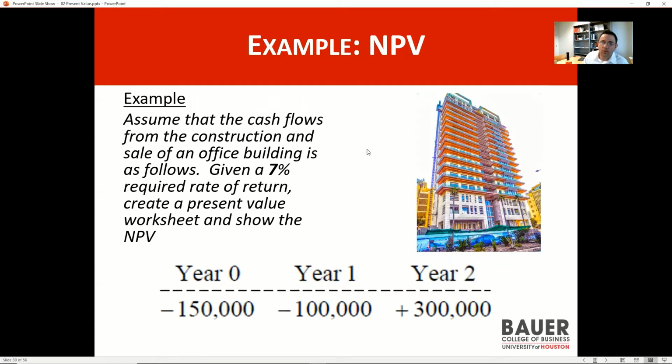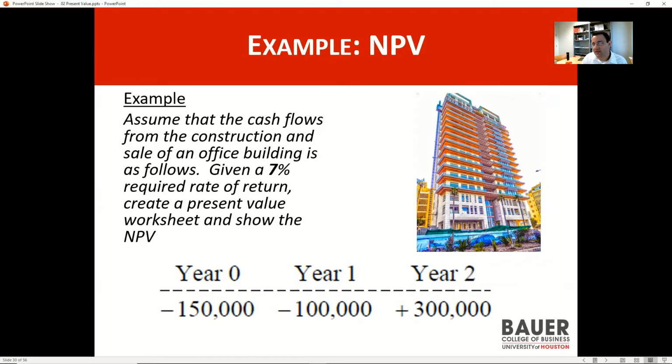Okay. So we'll do one more example with NPV. Suppose you want to value a construction building. You want to build an office building and then sell it later on. At time 0, you have to put in a lot of money to build this building. And likewise, at time 1, it takes a long time to build this building, so you have to spend $150,000 at time 0 and $100,000 at time 1. And then finally, if things work out at time 2, you're able to sell the building for $300,000.